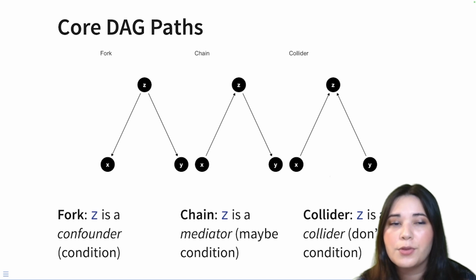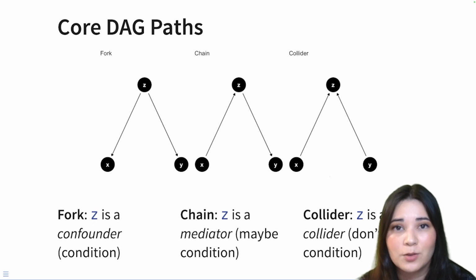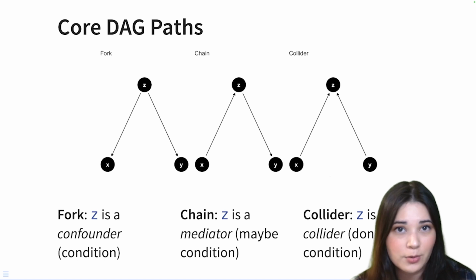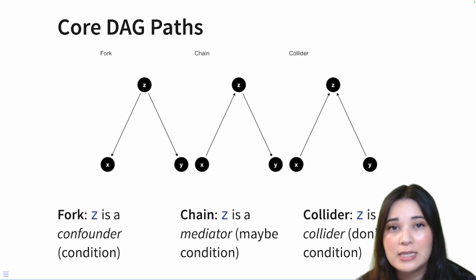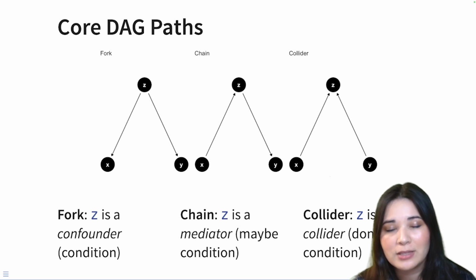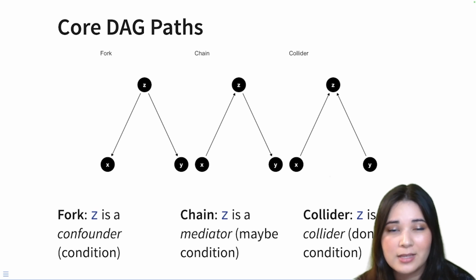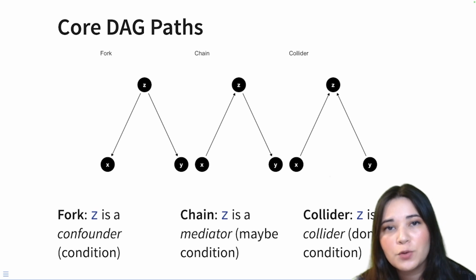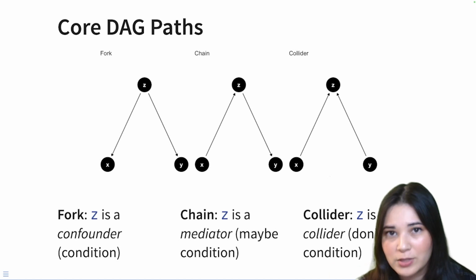So, to review, the three common paths that we see in DAGs are forks, where our third variable, the confounder Z, causes both X and Y, which might make them look associated, even though they don't have any direct causal link. We also have chains. In chains, our third variable Z is a mediator, which basically allows the relationship between X and Y to flow through it. And lastly, we have colliders. In the case of colliders, our third variable Z is caused by both X and Y. So if we condition on Z, we know something about X if we know something about Y.